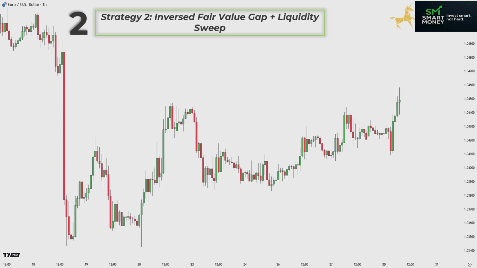Here on the 30-minute chart of Euro-Dollar, the overall market direction is bearish. You can see that price sweeps the buy-side liquidity just above this structural high, fills an inefficiency, and then sharply reverses back down, signaling a potential move towards sell-side targets.